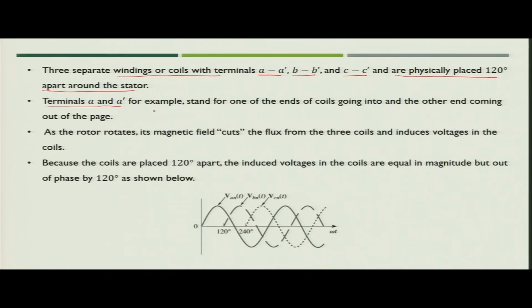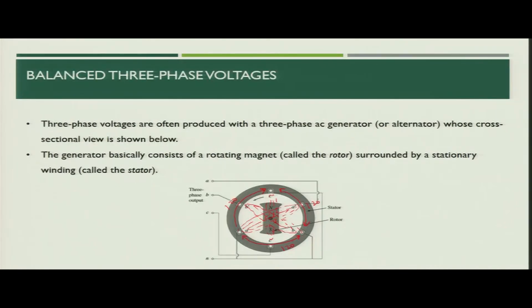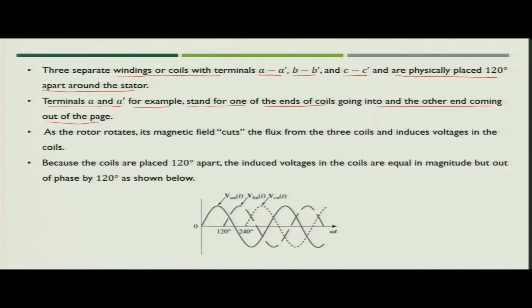Terminals A dash, let us take first A and A dash for example, stand for one end of the coil going in and the other end coming out of the slots. So, what we can see is that we have wound the coil in such a way that it goes inside and then comes out and goes inside and so on. So, you can take multiple number of turns based on the voltage output which you want from the generator.